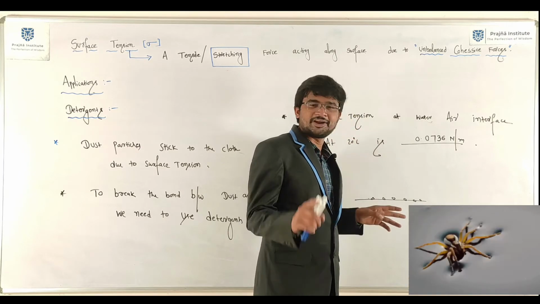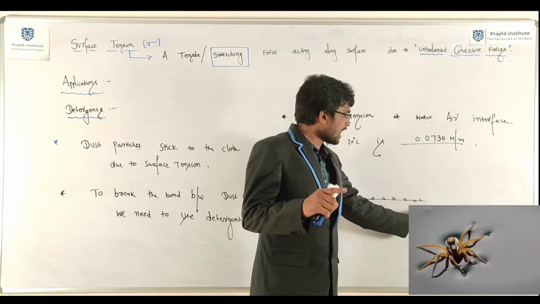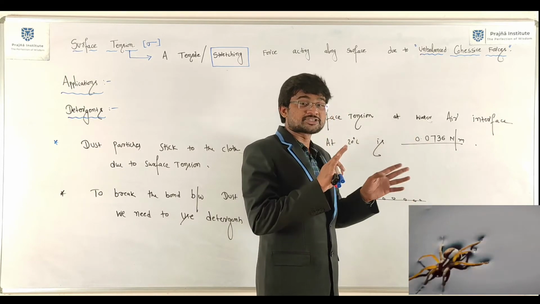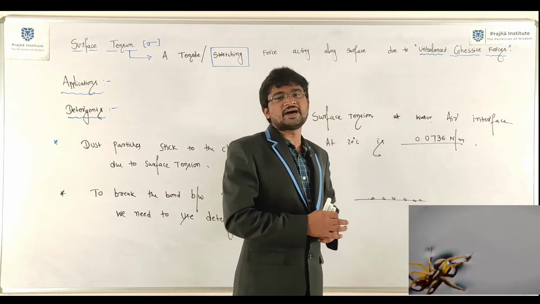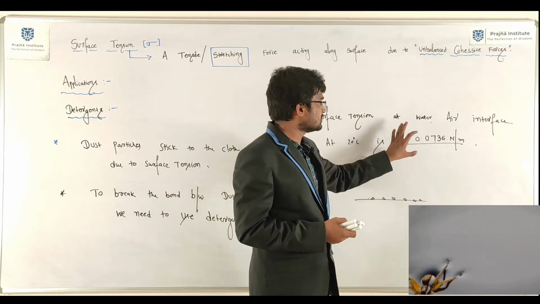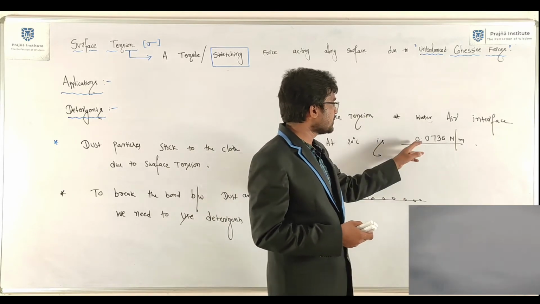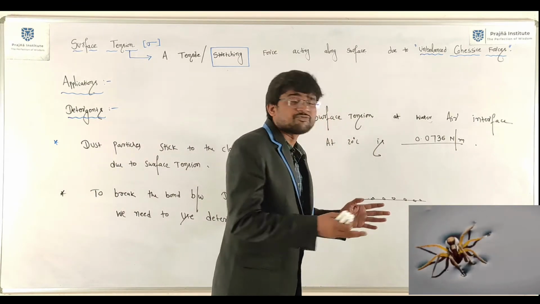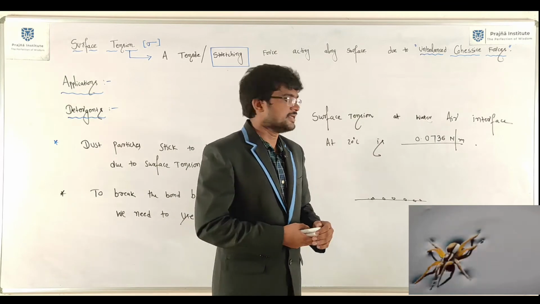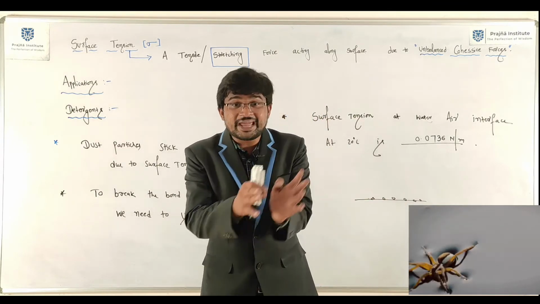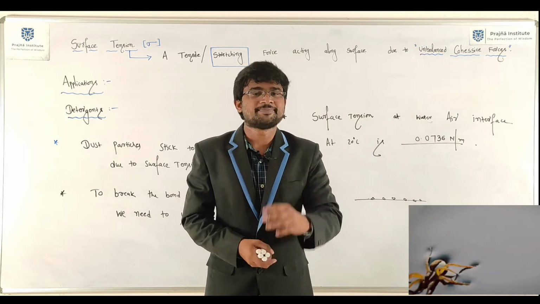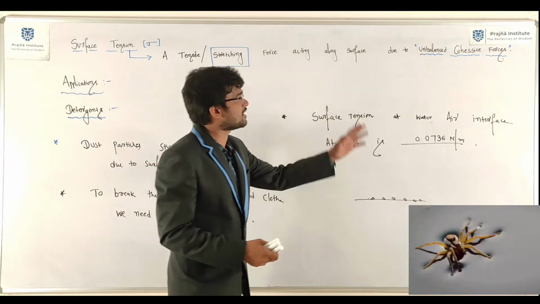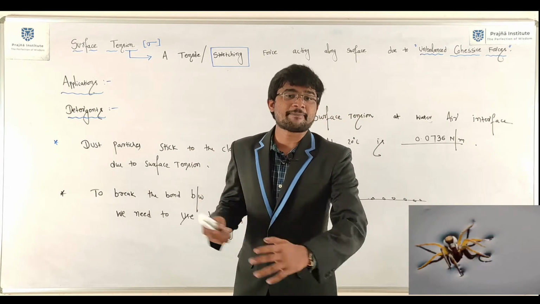First we need to calculate the weight of each mosquito. After that, calculate the length of the surface. Then this many mosquitoes can freely stand over the surface. That is all about this value, 0.0736 Newton per meter. The surface behaves as a membrane, and that membrane can bear a very small amount of load. That is the phenomenon of surface tension. It all happens because of unbalanced cohesive forces. This is all about surface tension.